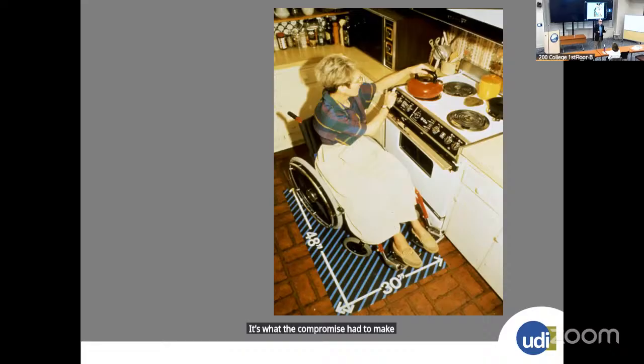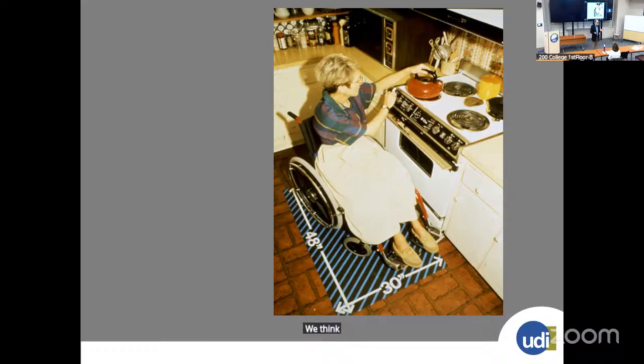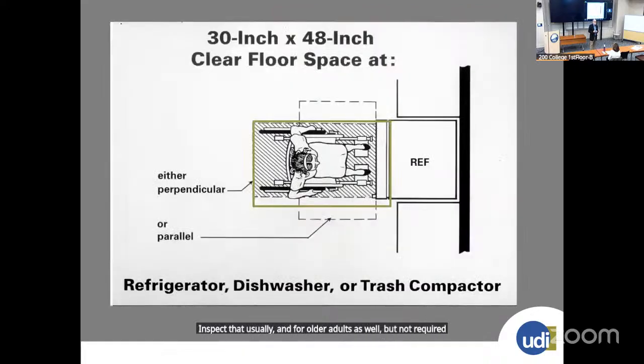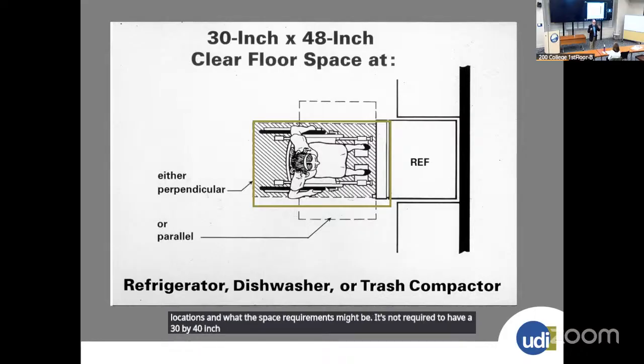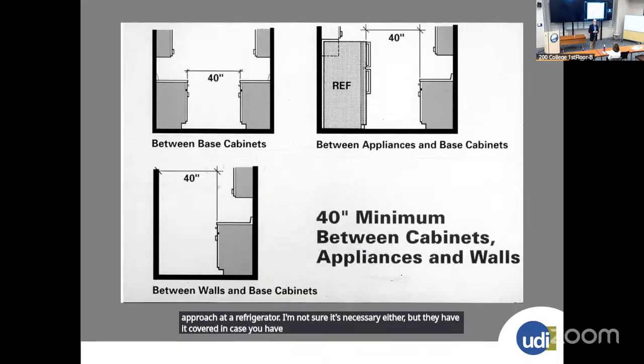So here you see, they don't require front controls on the stove. We think that's a good idea for lots of people, and for older adults as well, but it's not required. They do have a very complicated series of images and discussion and narrative in the manual about all the different locations and what the space requirements might be. It's not required to have a 30 by 40 inch clear floor space for front approach at a refrigerator. I'm not sure it's necessary either, but they have it covered in case you have that circumstance. It's not a bad thing.